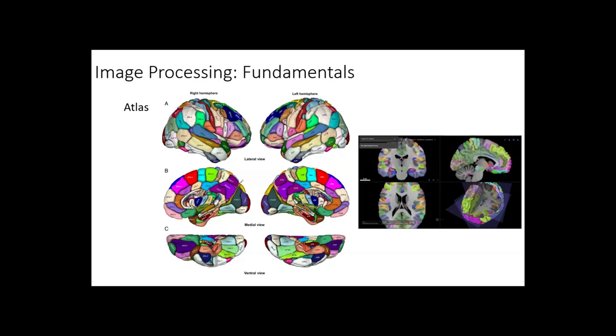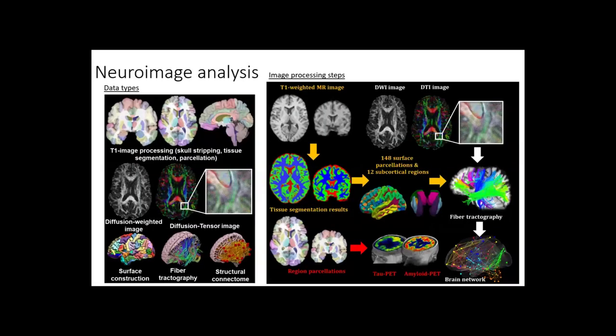So we have this atlas, and we basically warp this atlas image to the new image. We find the correspondence for every point on the atlas to the new image. By doing this, we can map the colors to the new image. We have an automatic pipeline to remove the skull, warp the atlas to the new brain, and eventually we get these regions. So this is the whole pipeline.